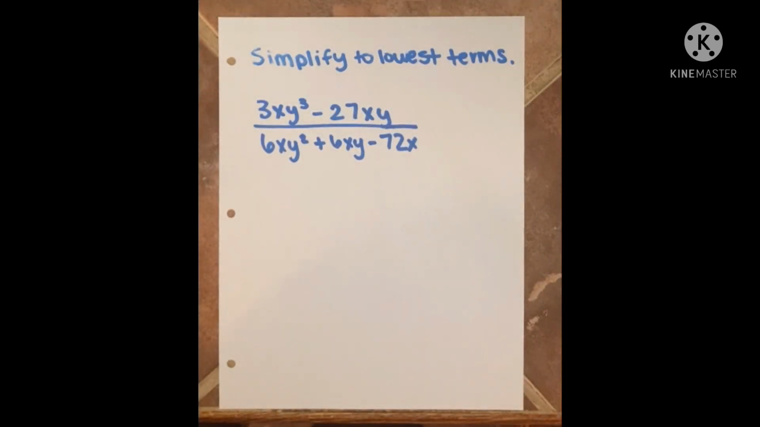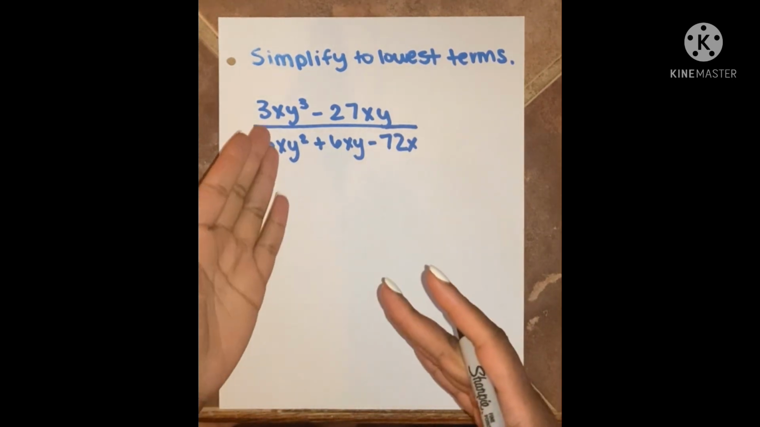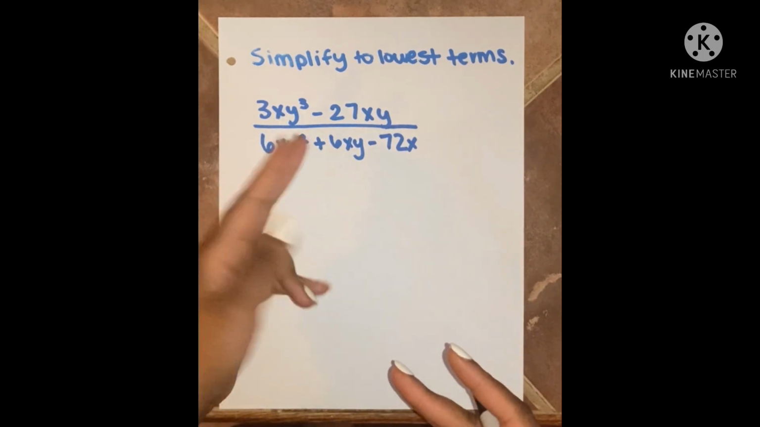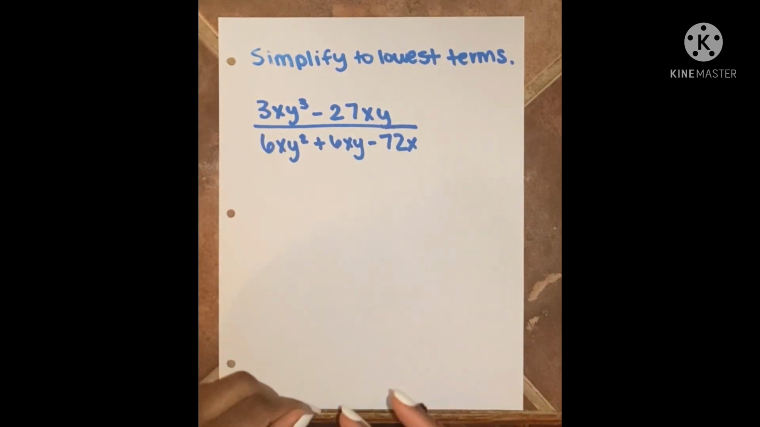So we have a rational expression that we need to simplify to its lowest terms. We have 3xy cubed minus 27xy all over 6xy squared plus 6xy minus 72x. So the first thing that I see by looking at this, I see that 3 evenly goes into negative 27 and 6 evenly goes into negative 72.